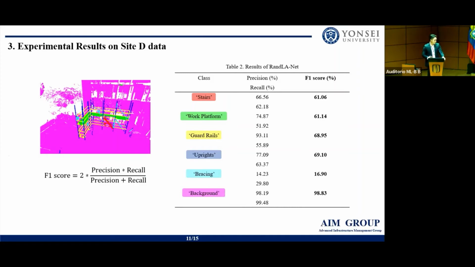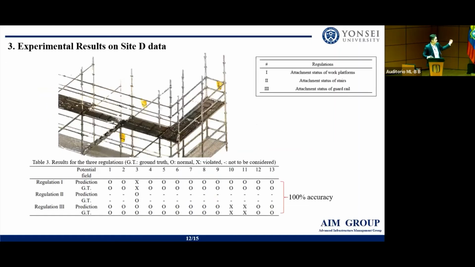Over here, you can see that we used F1 score for RenDlanet scores, and F1 score is a harmonic mean of precision and recall. On the left figure, you can see a visualized predicted output of site D data from RenDlanet. And on the table on the right, you can see numerical F1 scores for each class of site D data. The highlighted colors on the class names match the visualized colors on the left figure. And using those predicted point clouds, we proceed to the regulation checking step and get these results.